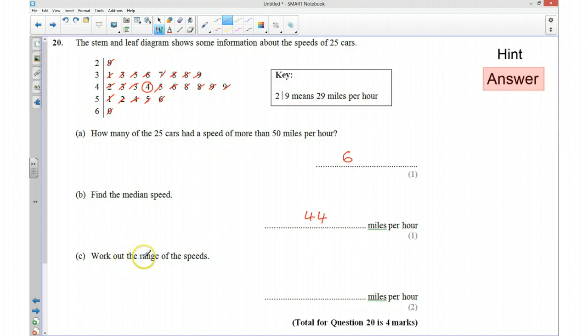Okay, part C says work out the range of the speeds. So that's going to be the difference between the largest and the smallest, where the largest is 60 and the smallest is 29. So when we do 60 take away 29, that's going to be 31 miles per hour.